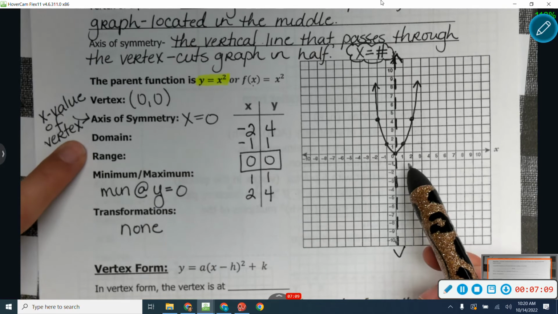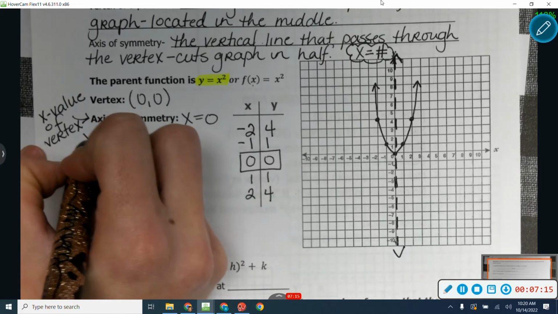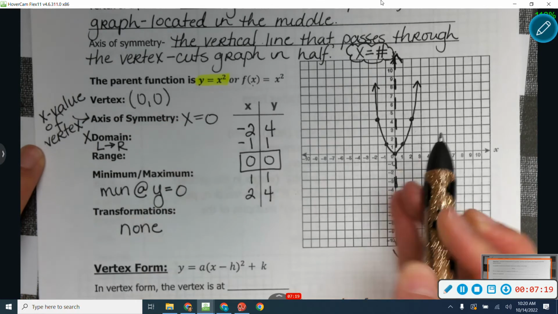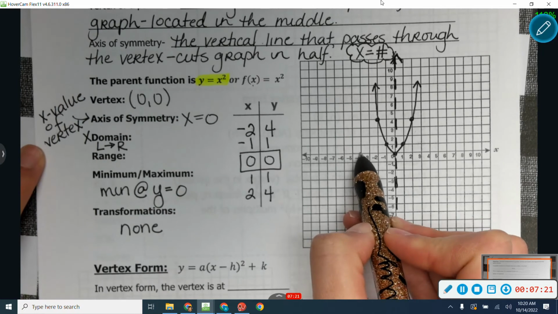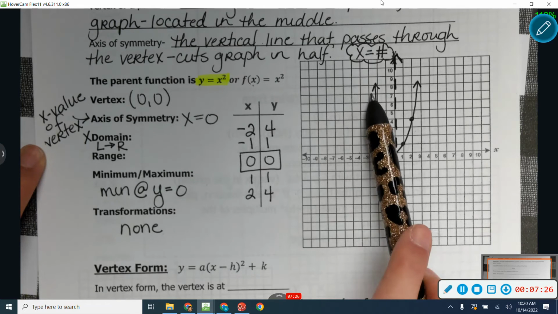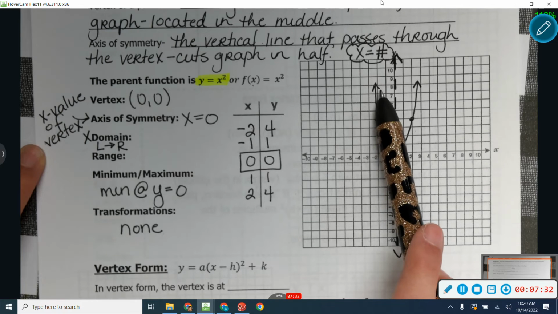Now your domain, if you remember from Algebra 1, your domain is a set of all possible x values. Okay? So your x-axis goes left to right. That's what we're going to look at. We're going to go from our left to our right side of this graph. So if I look at my furthest left point, which is really here, do I have an end point or does it go on forever? It goes on forever because I have arrows.